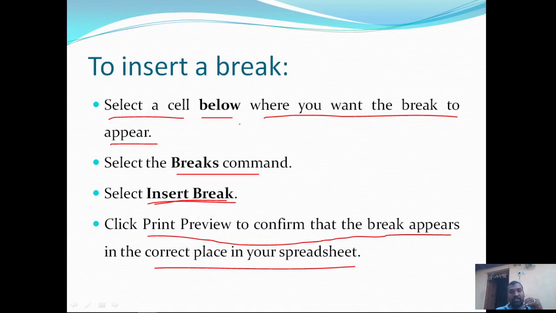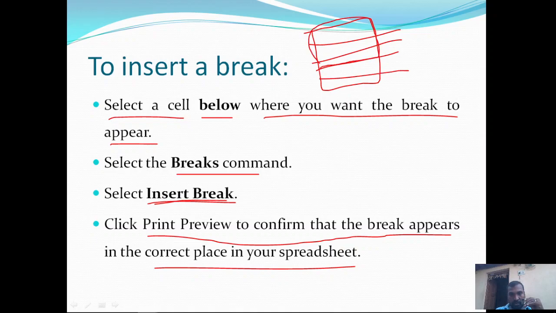Okay, so select a cell below where you want to insert the break to appear. For example, there are some cells like this, and I want to print only up to this one. So you need to select this row, a cell below where you want the break to appear. So I am selecting the cell below, and now the break is appearing here. So this is one break I want to insert.